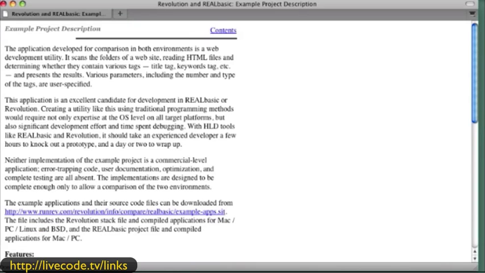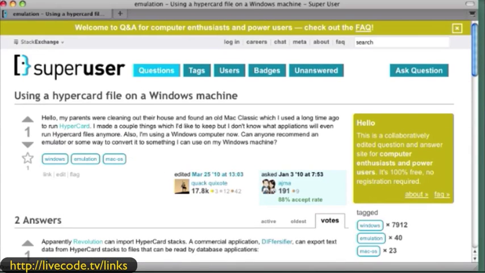Now, here's one on Inspired Logic, and they're talking about some of the ways of comparing this to Real Basic because some people can't decide which one to use. And we're almost done with the history part here.